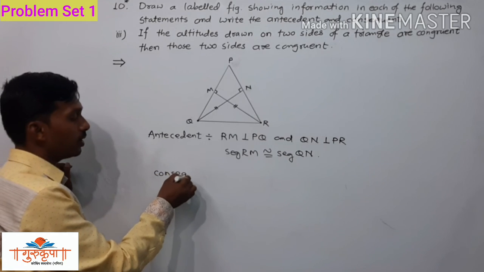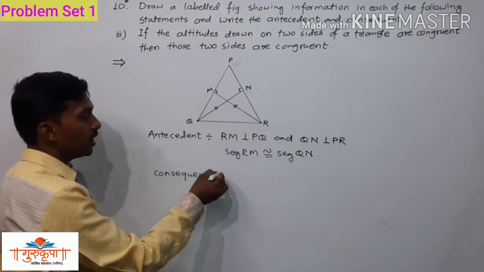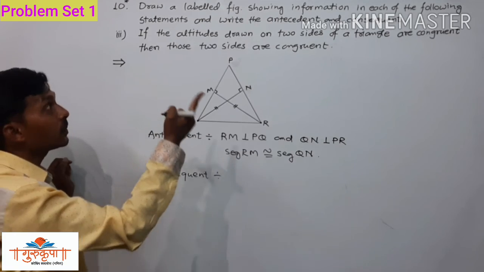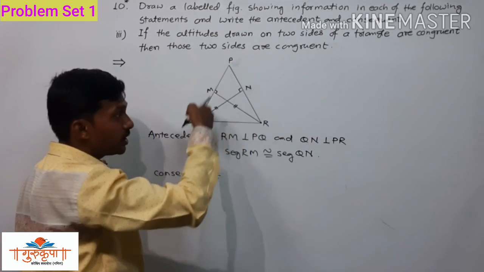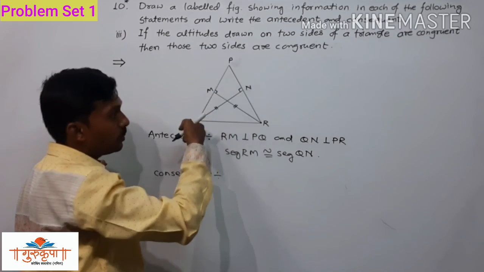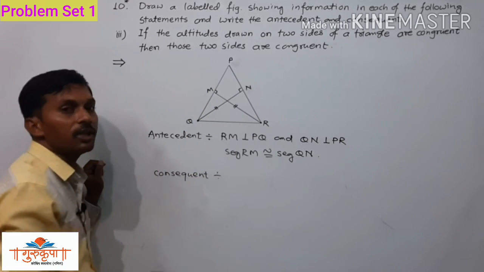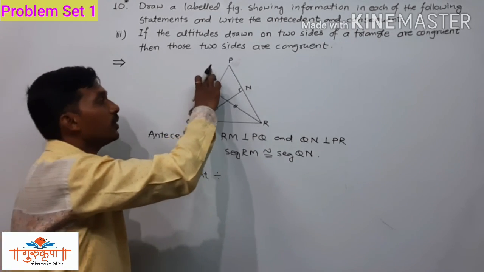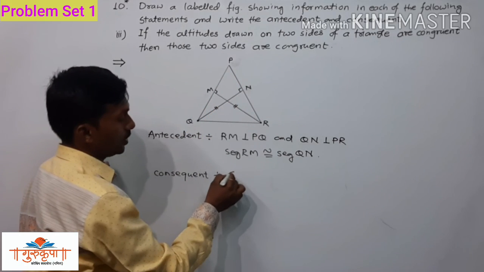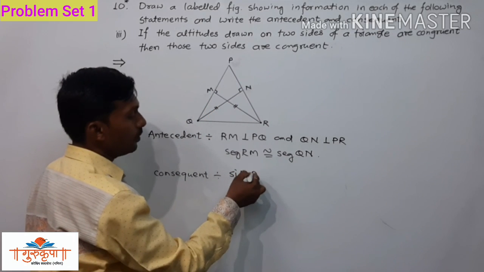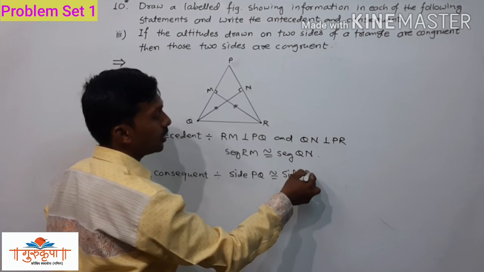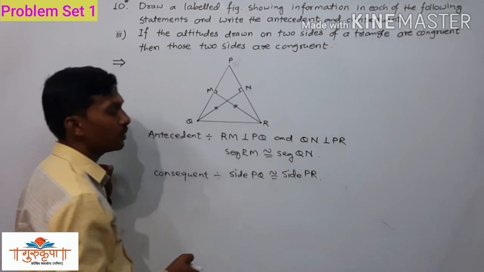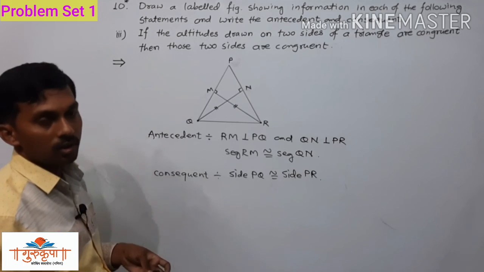So here we will write the consequent. Consequent is nothing but the statement followed by then: then those two sides are congruent. On which sides are the altitudes drawn? On side PQ and side PR. So we have to prove that side PQ is congruent to side PR. That is the consequent.